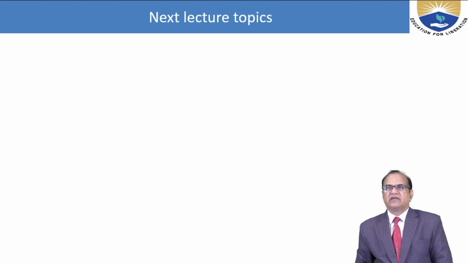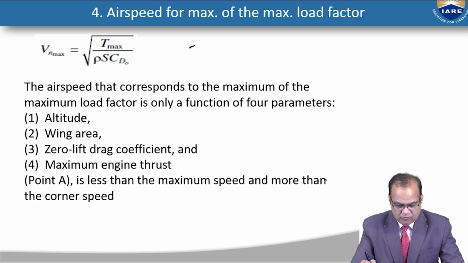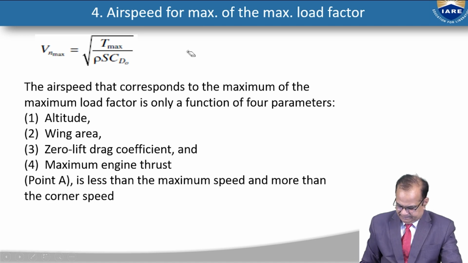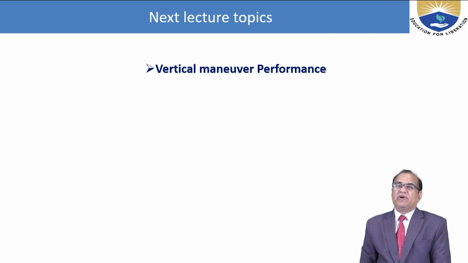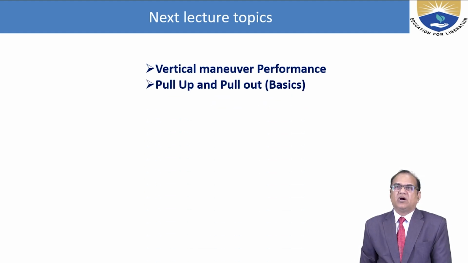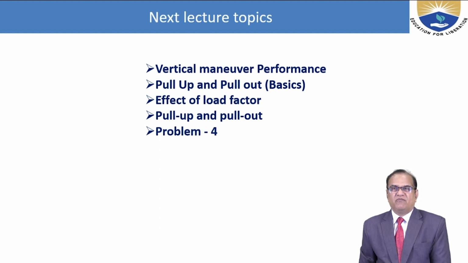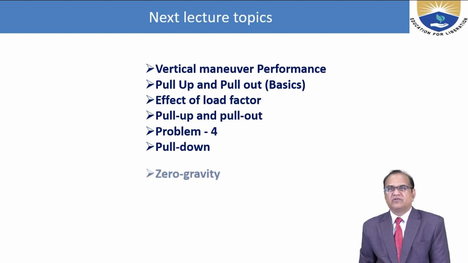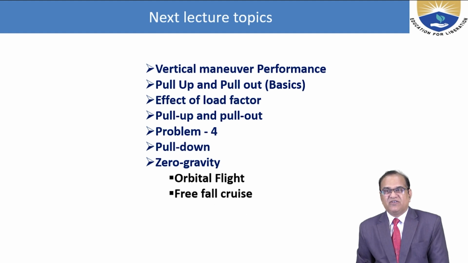So here, point A is less than the maximum speed and more than the corner speed, which is shown here. In the next lecture, we are going to discuss vertical maneuver performance, pull up and pull out basics, effect of load factors, pull up and pull out in detail. Problem 4, pull down, zero gravity, and then orbital flight, free fall cruise.